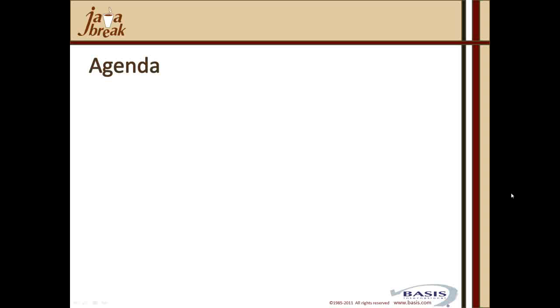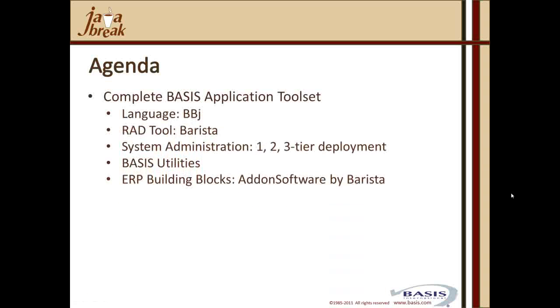So let's look at our agenda. We're going to do a recap of the complete BASIS application toolset, the language BBJ, the rapid application development tool Barista, and we'll touch on some system administration features, some new features that we've added in BBJ 11.11. We'll review quickly the BASIS utilities, part of what's in it for you, and we'll have a look at the ERP building blocks, Addon software by Barista. And then we'll look at some detail of the newest BBX, BBJ 11.11.